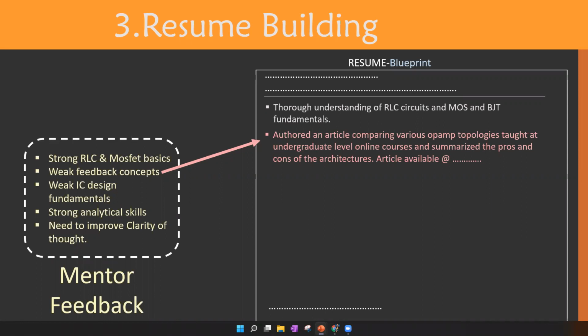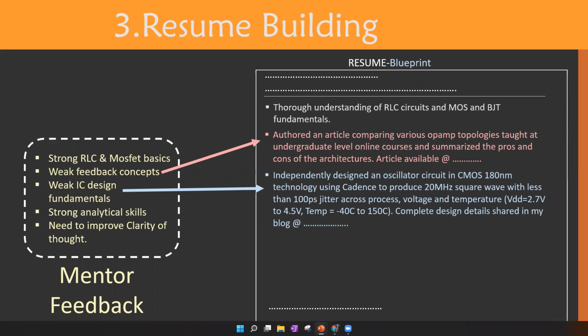So that would become your goal. And you put that in your resume blueprint. I call it blueprint because you're putting something which you have not yet accomplished, but that is going to act like a to-do item for you, right? So you're going to overcome your weakness in your feedback concepts by doing this work. And eventually you're going to put it in your resume and show it to the hiring manager that you are really good in that. And similarly, what are you going to act on the next feedback, weak IC design fundamentals? So that is where you're going to do that oscillator design that we talked about earlier. So there you provide all the specifications. So if you want to improve your IC design skills, this is a very nice project to pick up, right? So that becomes your goal to improve on the IC design fundamentals.